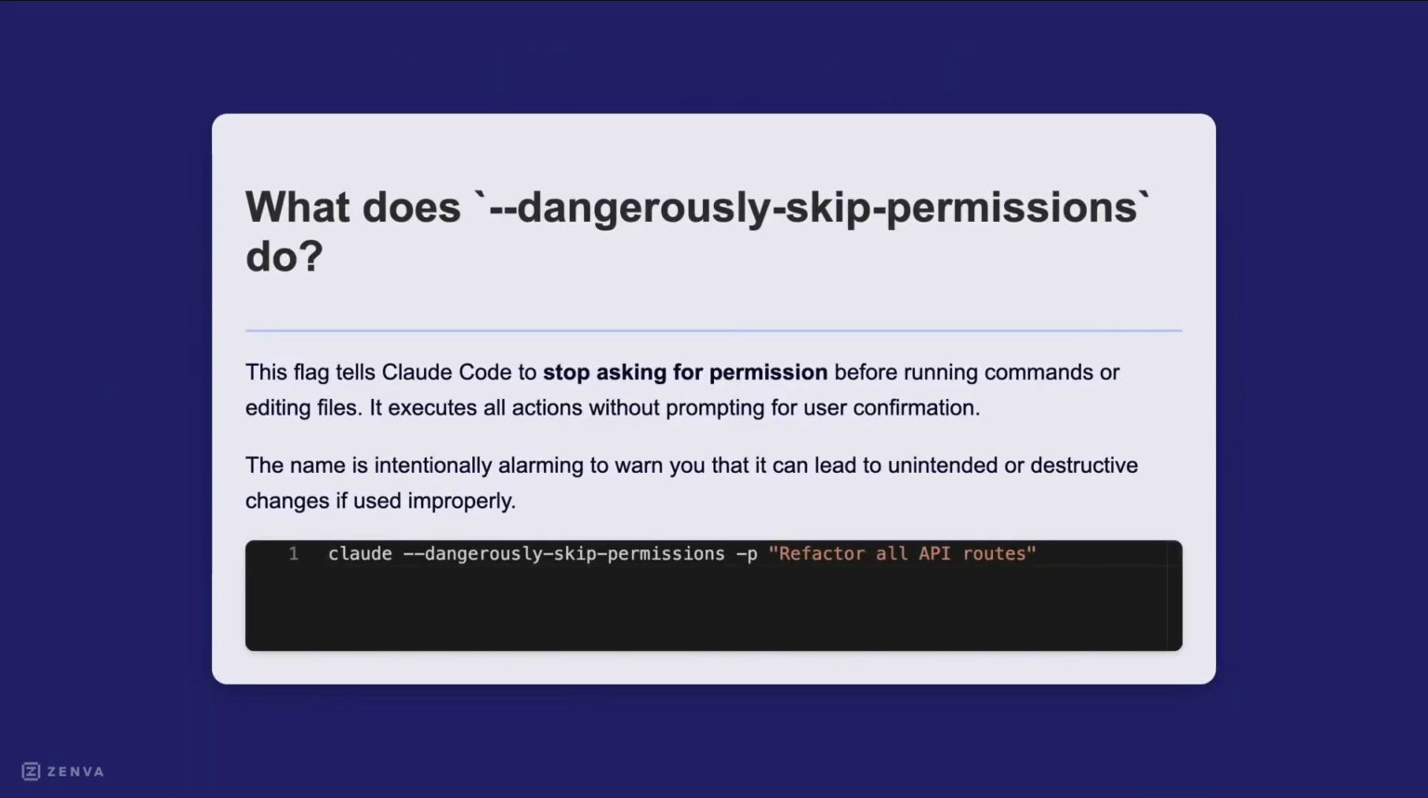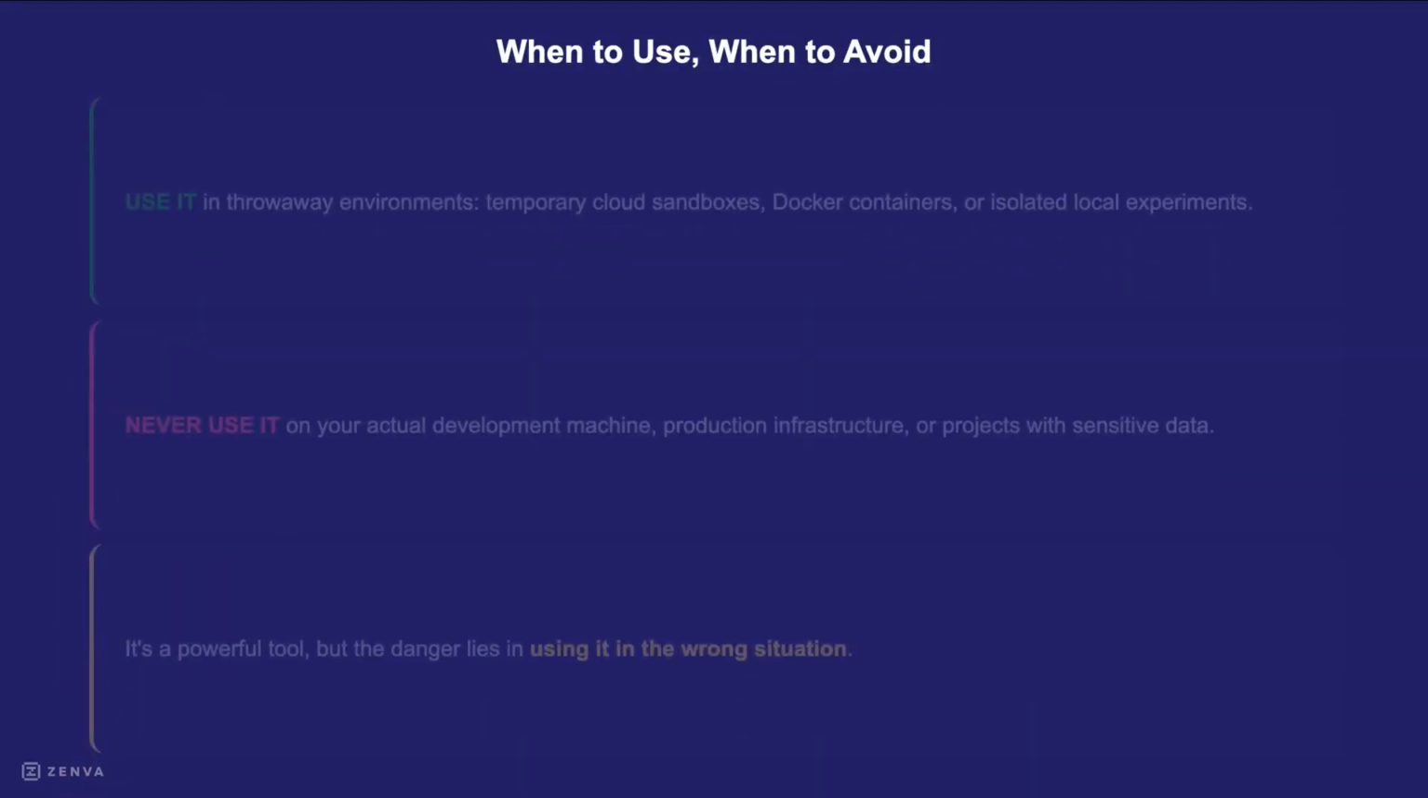Let's talk about the dangerously skip permissions flag. This tells Claude Code to stop asking for permission before running commands or editing files. It does everything without asking. The name warns you that using it wrong can cause problems. It's powerful, but be careful. You need to know when to use it and when not to. You have the knowledge, so let's look at when it's safe to use.